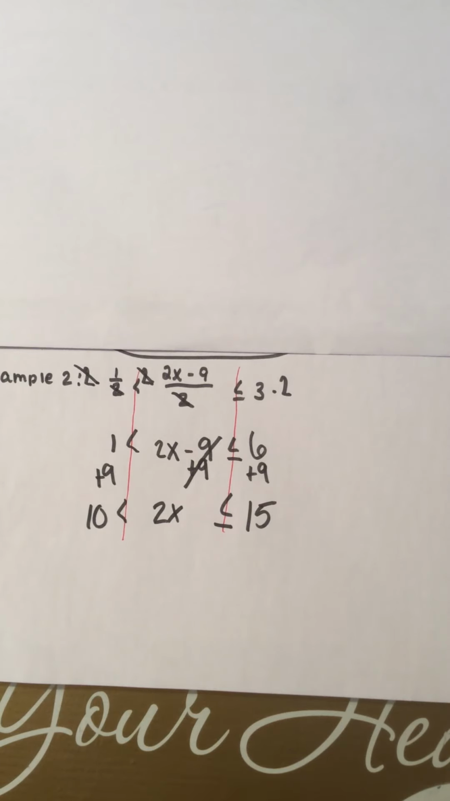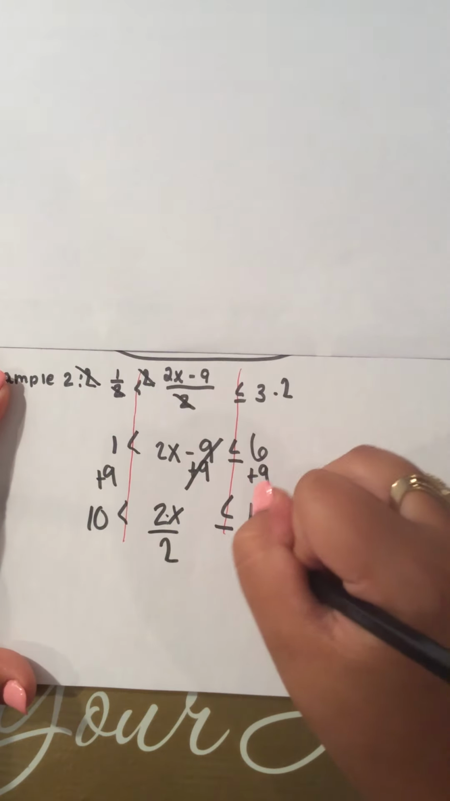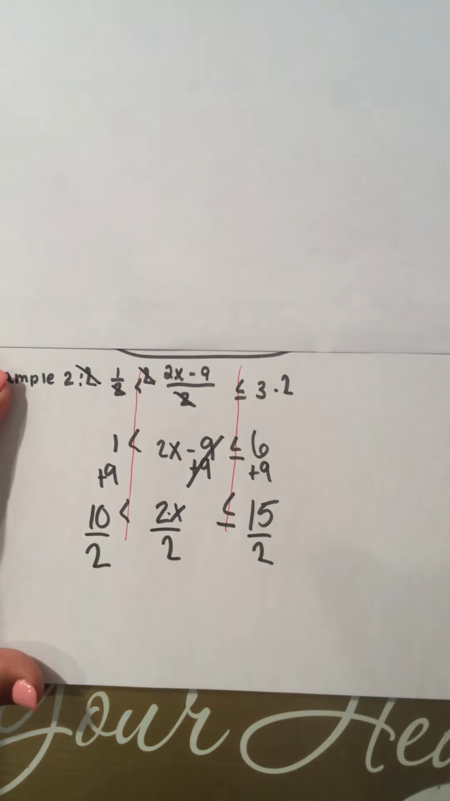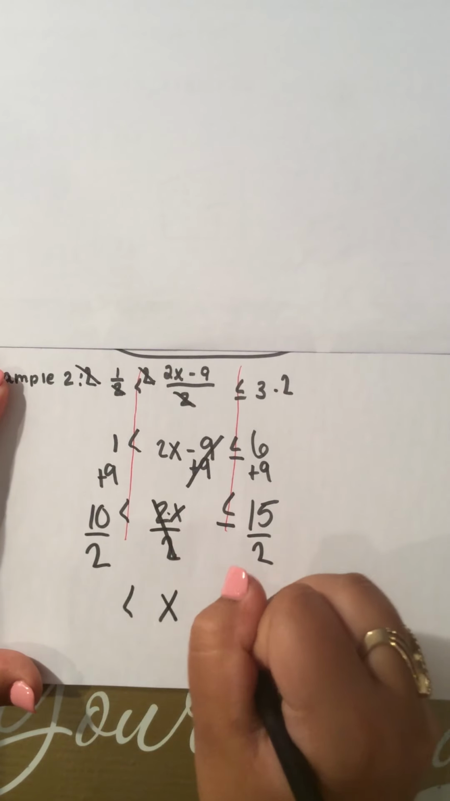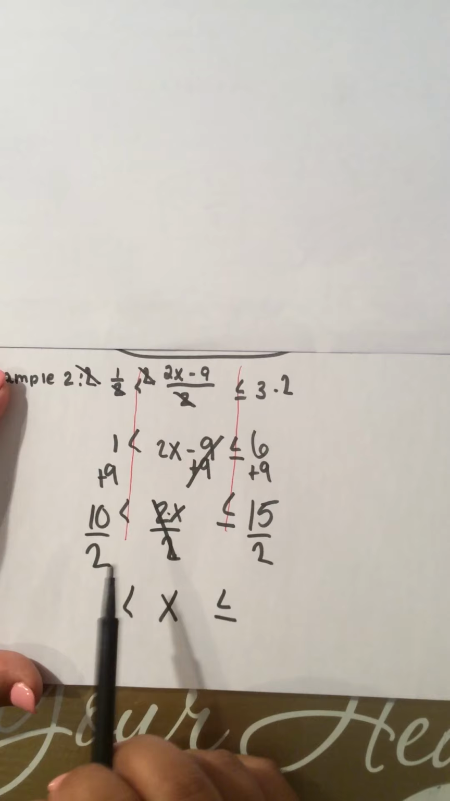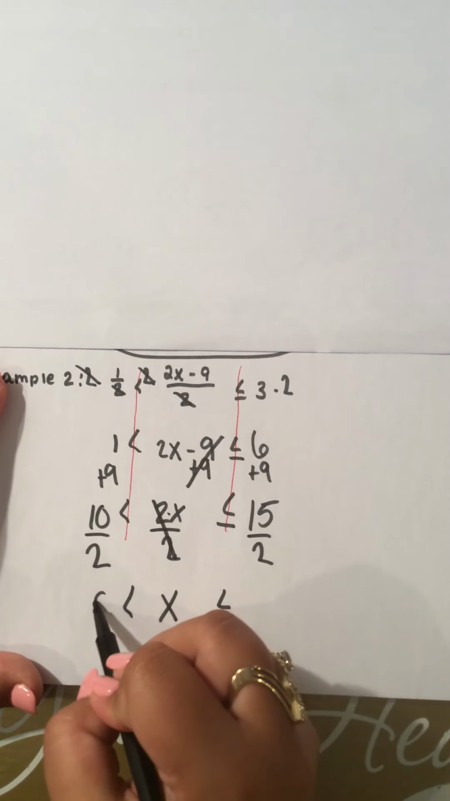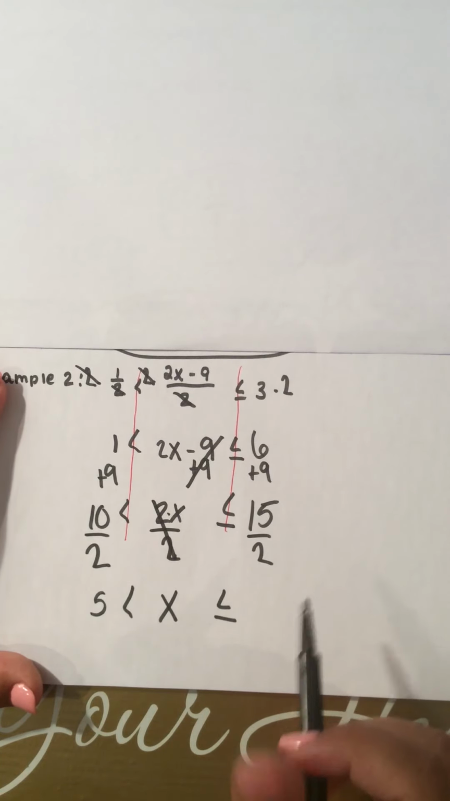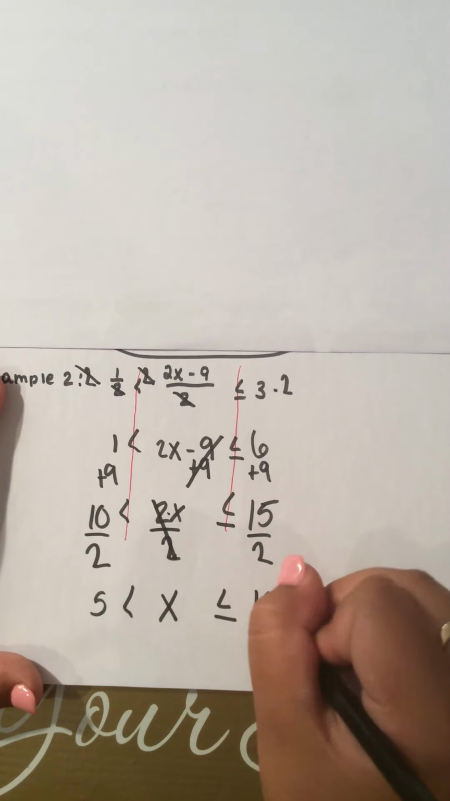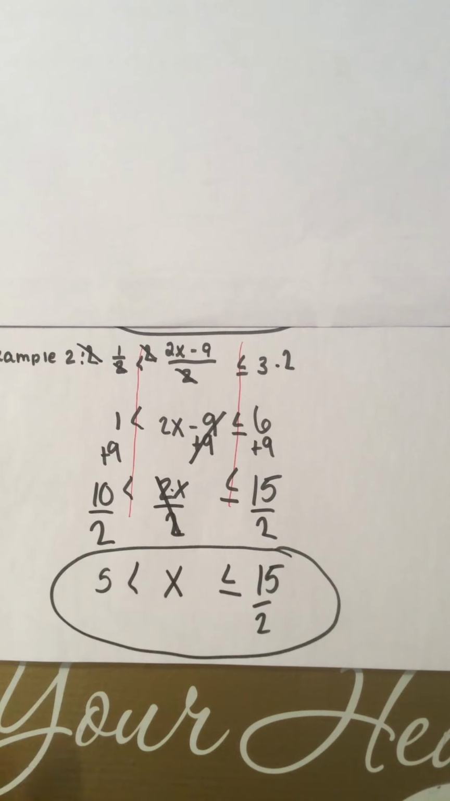Now my last step, remember this 2x, they're really being multiplied. So the undo of multiplication is division. So I'm going to divide by 2, divide by 2, divide by 2. The 2's here cancel. And I'm just left with x, which was my main goal. And the signs don't change because I divided by a positive. 10 divided by 2 is 5. 15 divided by 2 is some decimal, but I'm going to keep it as an improper fraction because I can't reduce it. So this right here is my answer.